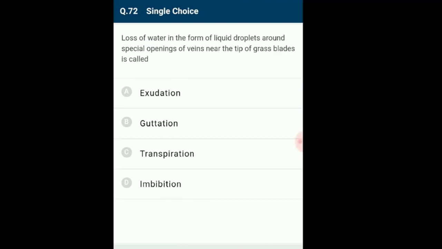Question number 72. Loss of water in the form of liquid droplets around a special opening of veins near the tip of grass blades is called. Effects of root pressure are also observable at night and early morning when evaporation is low and excess water collects in the form of droplets around a special opening of veins near the tip of grass blades and leaves of many herbaceous plants. Such water loss in its liquid phase is known as guttation. It occurs when the rate of absorption is more and the rate of transpiration is less. So the answer is option B, guttation.